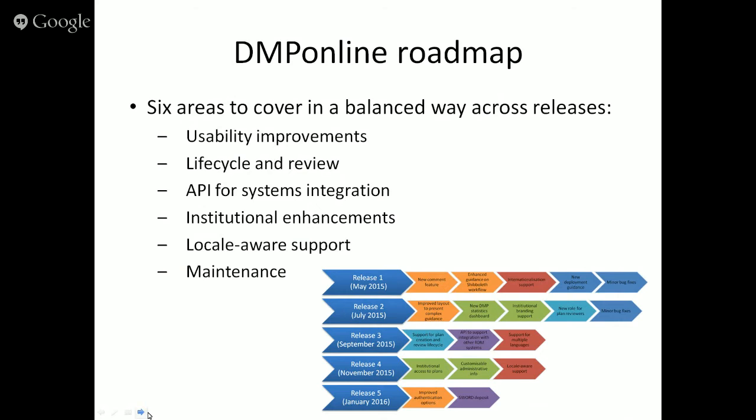An API for systems integration, there was a lot of requests around that, and that's some work that we're just getting started on with JISC. Institutional enhancements to help you brand the tool and tie that in as an institutional service, some locale-aware support, and then just routine maintenance, bug fixes. So what I want to do is walk through each of these sections so that you know the kinds of improvements that are coming.